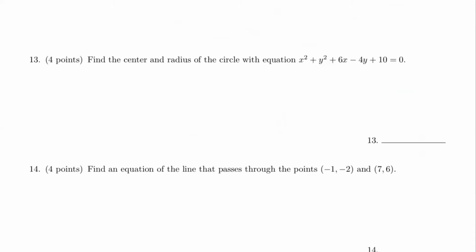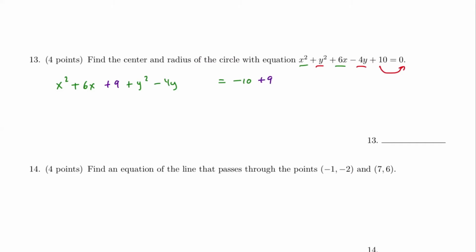Number 13. Let's go ahead and find the center and radius of this circle. So we're going to complete the square. Let's rearrange the terms. So I'll put these two next to each other and then these two next to each other. The 10, we move it to this side. So you'll have x squared plus 6x, leave a space, plus y squared minus 4y is equal to negative 10. Now we complete the square, so we take half of this value and we square it. So that'll be 3 squared, that's 9. So we add 9 to both sides.